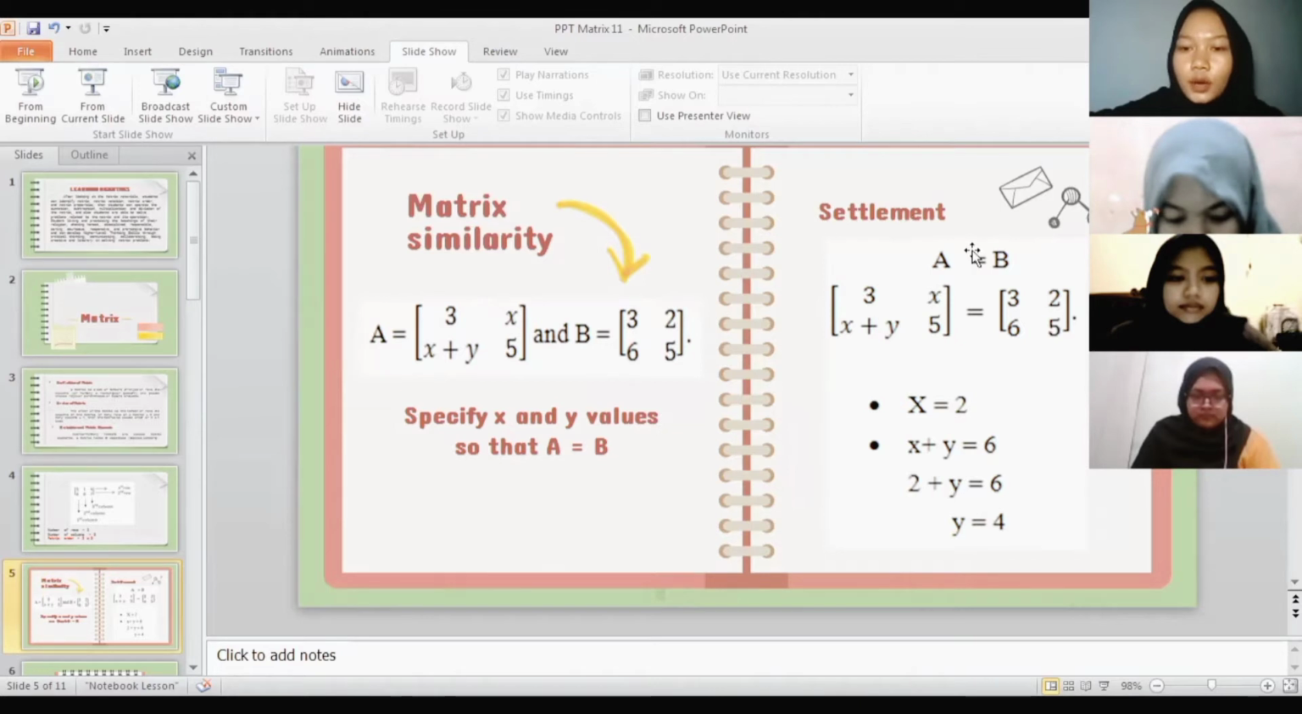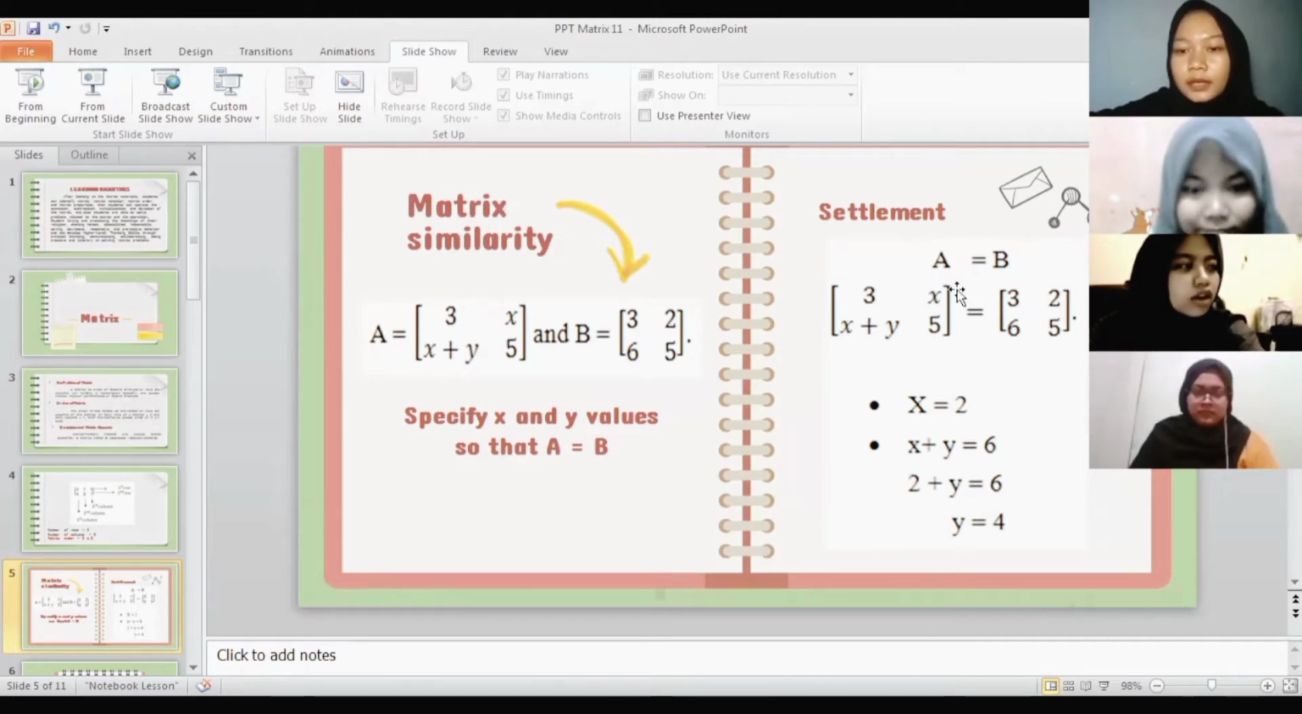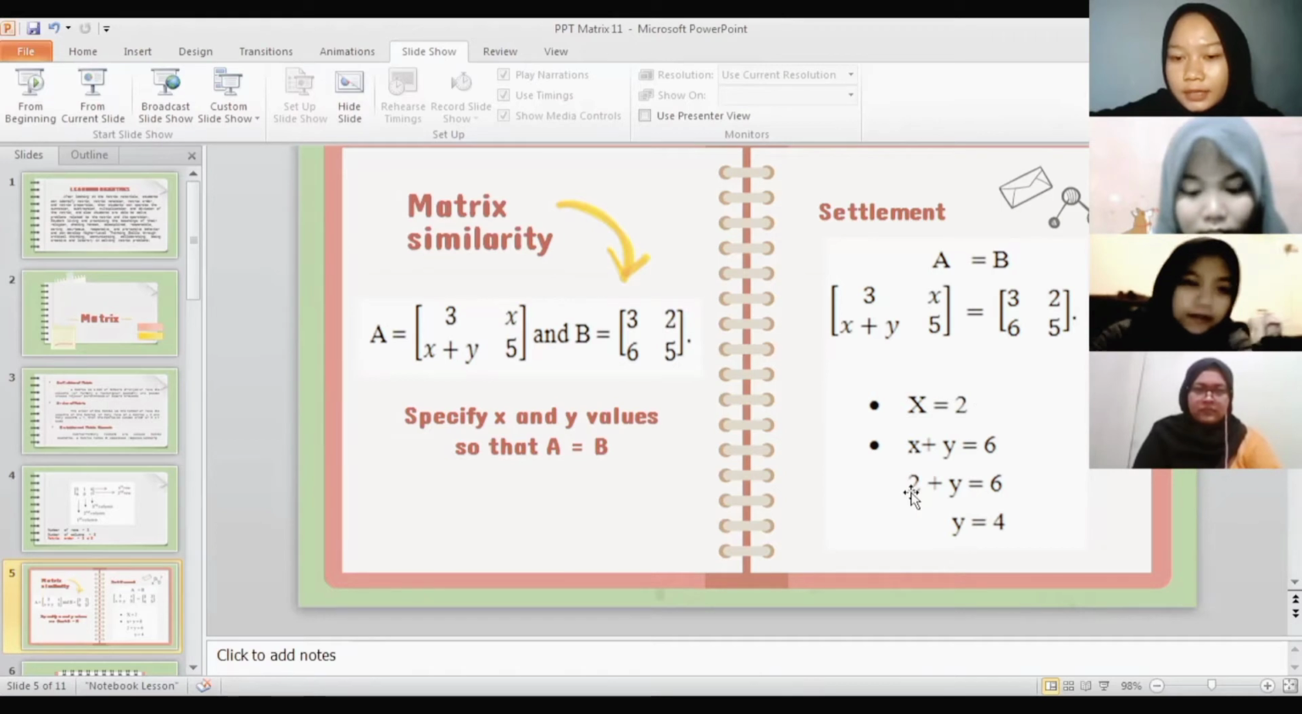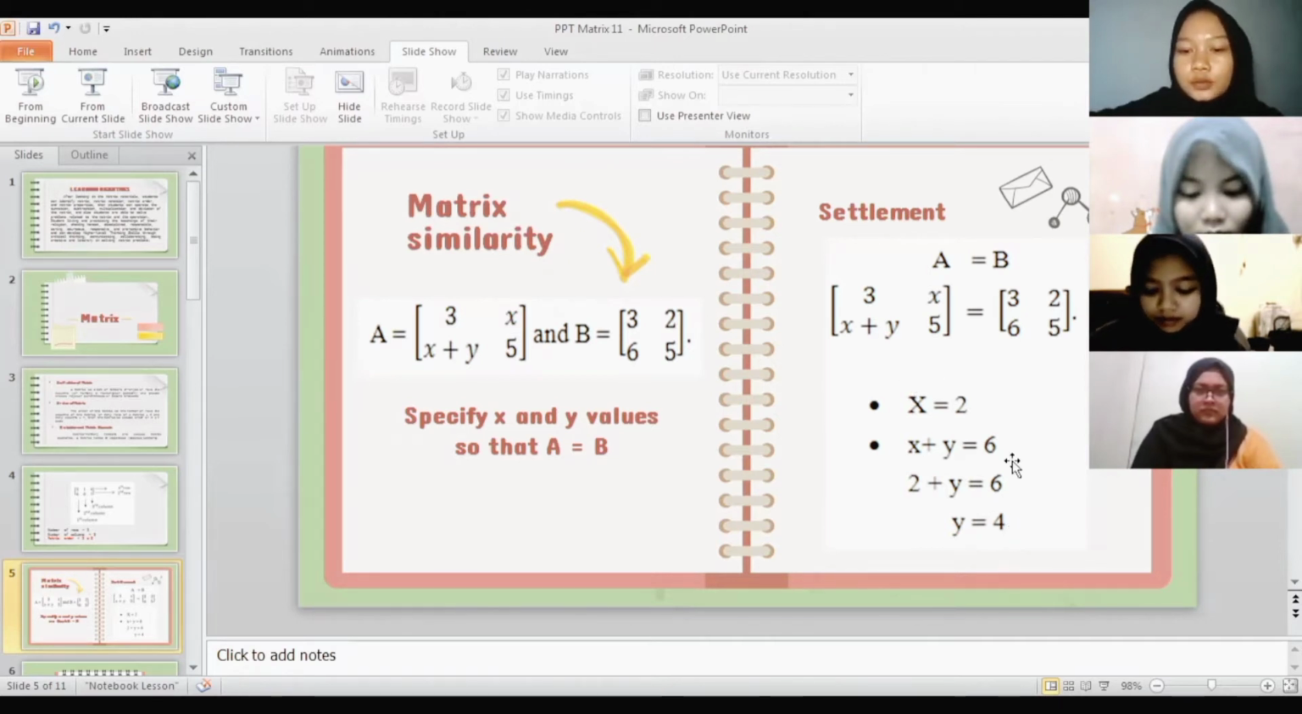The solution is, we put the same positions of matrix A equal to matrix B, like this: 3x, x plus y, 5 equals 3, 2, 6, and 5. We can see that x and 2 are in the same position, so we get x equals 2, and we take x plus y equals 6. Substituting the value of x into this one, we get 2 plus y equals 6, and y equals 4. So x is 2 and y is 4.